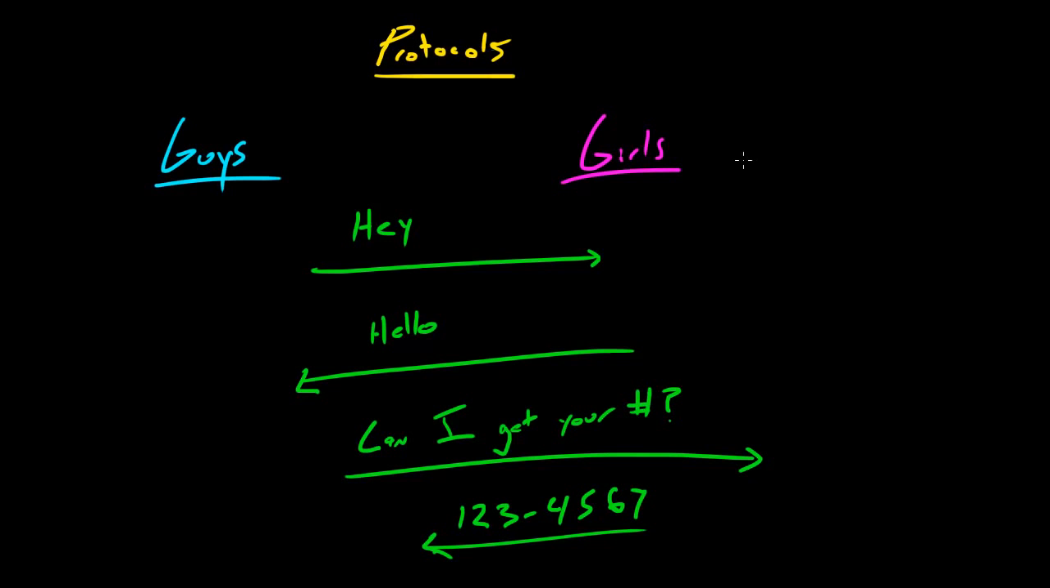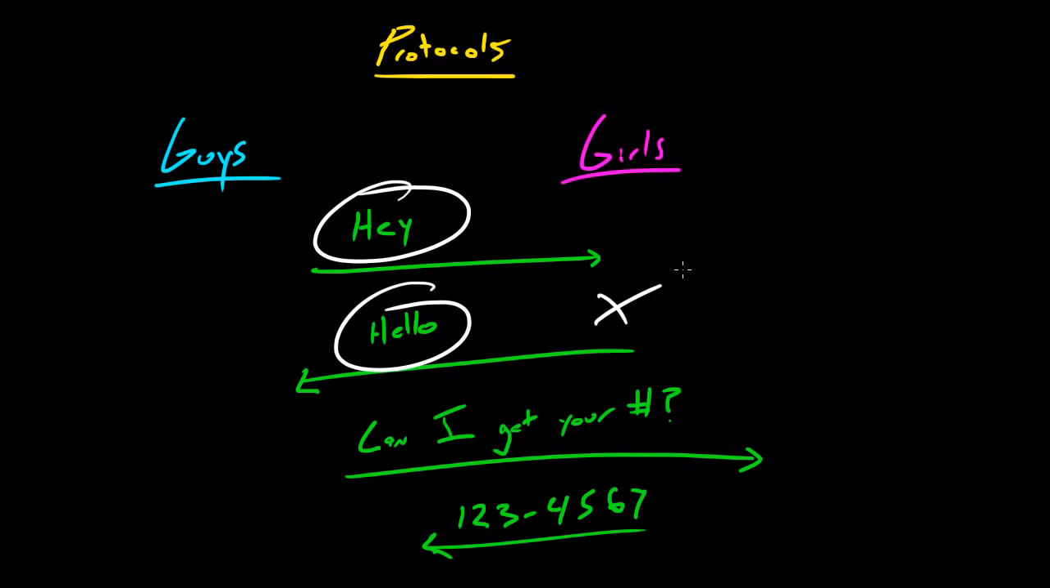Now, another rule is whenever the guy talks, a response from the girl is expected. So if the guy says, hey, and the girl doesn't say anything or just stares at him, he's going to be like, that wouldn't be a conversation. That communication would not work out. So there's two rules even in this very basic conversation.